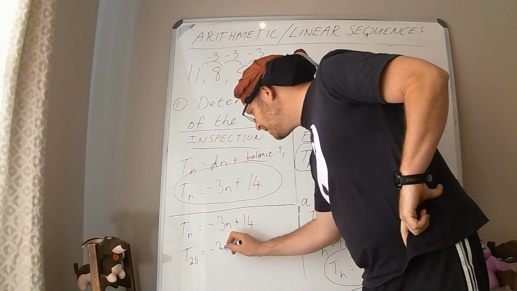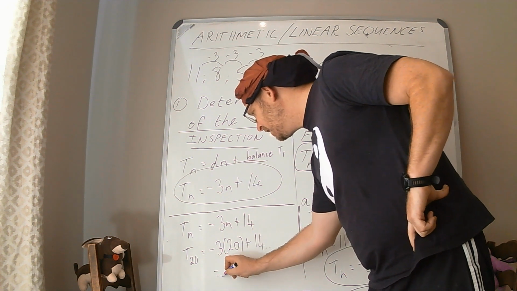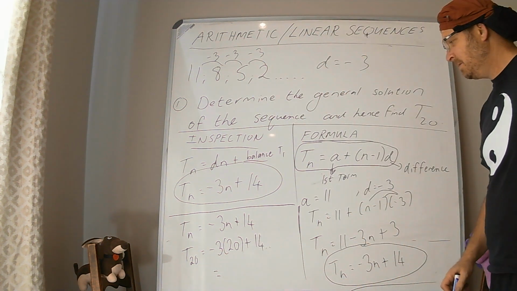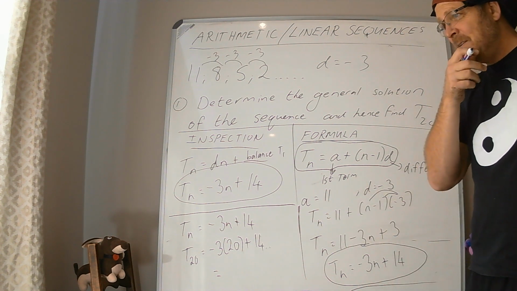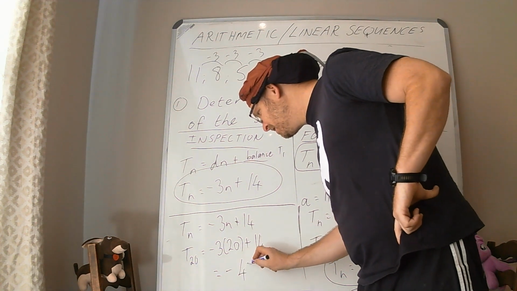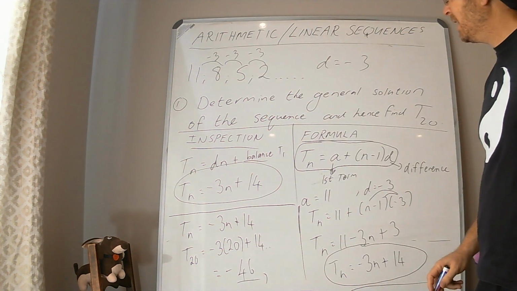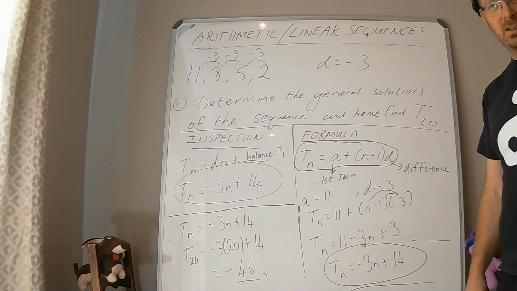Good. It's minus 3 times 20 plus 14. And as we said, if she can get that right, pretty much anyone can. So I get minus 60 plus 14, and minus 60 plus 14 is negative 46. If you go back and have a look at when we did this by recursive formula, that is also the solution we got using a recursive formula.